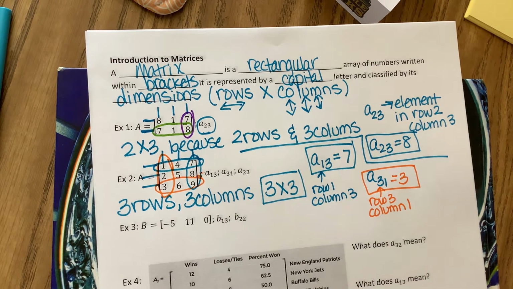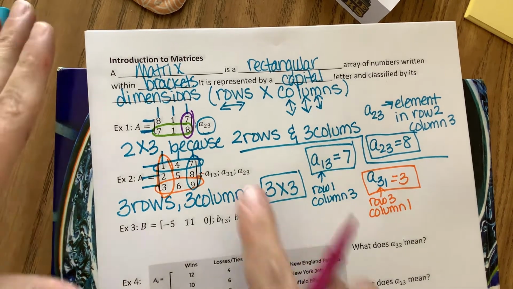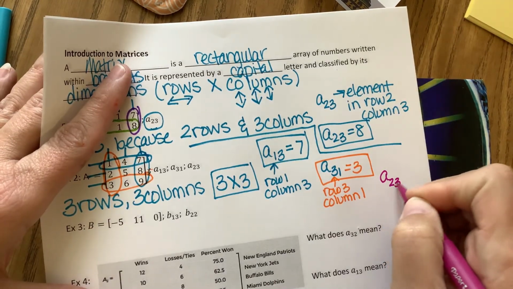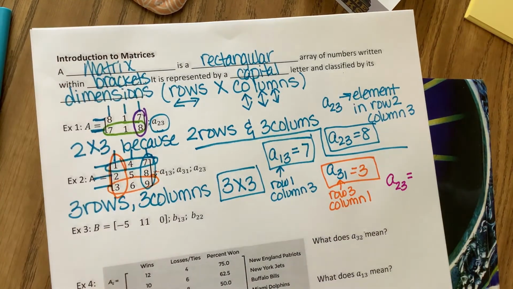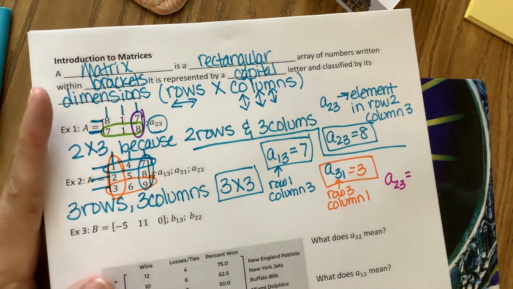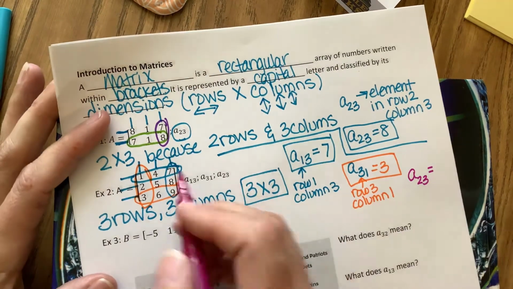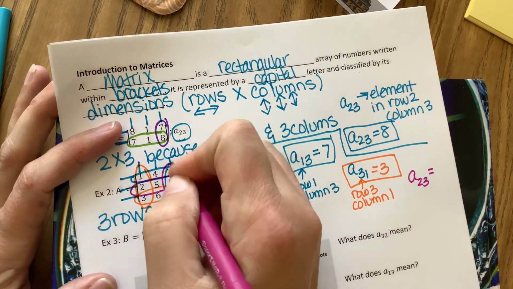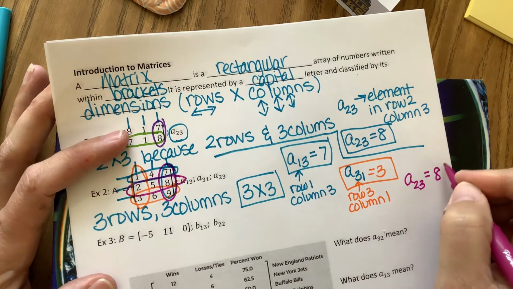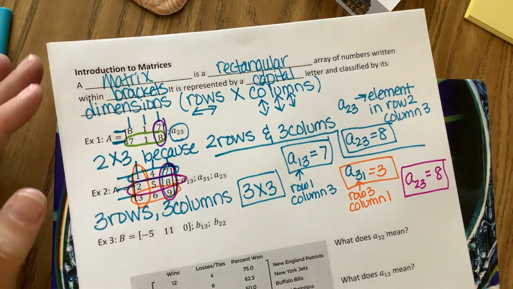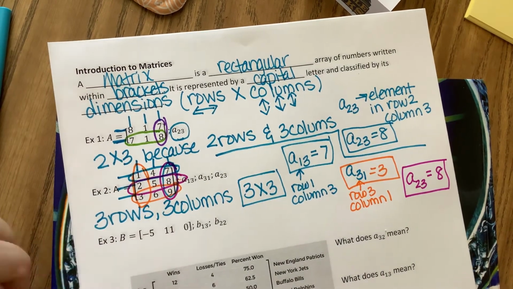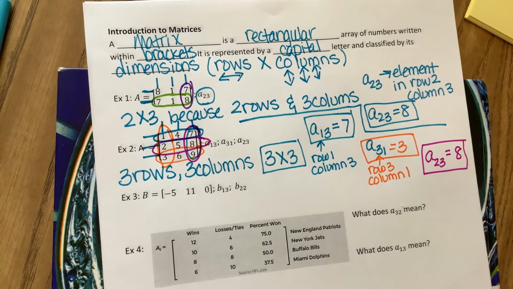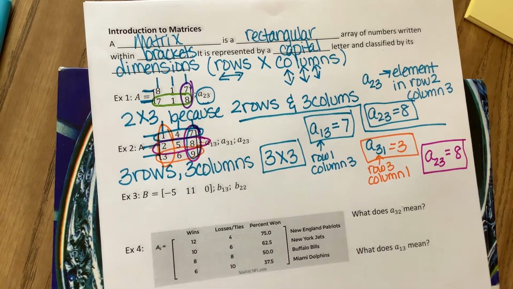So I want you to pause the video for a second, and I want you to do A23 on your own. A23 means row 2, third column. So row 2, column 3 is 8. Now pause the video, and I want you to try example 3 on your own. How many rows? How many columns? What are the dimensions? And then do B13 and B22.